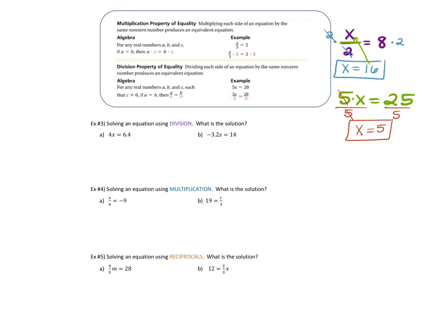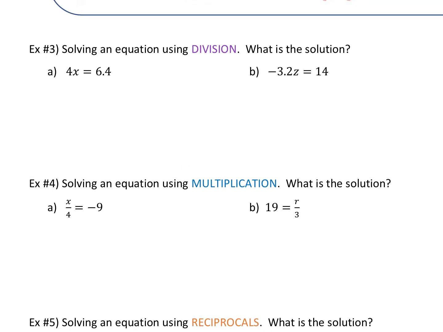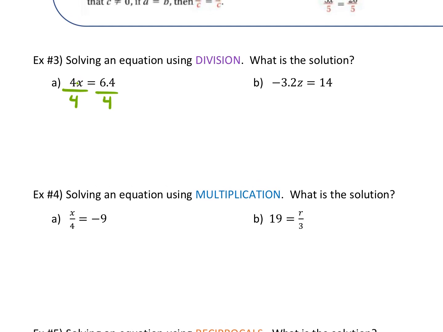Okay, so those are the other 2 properties that we're going to use. We have 4 of these, and then I have one last thing to show you with fractions. So letter A, 4x equals 6.4. What are we doing here? We have to divide by 4. Right now it's multiplication, we do the opposite. So whatever you do on one side, do it on the other. You're going to want your calculator on that. 6.4 divided by 4 is 1.6.